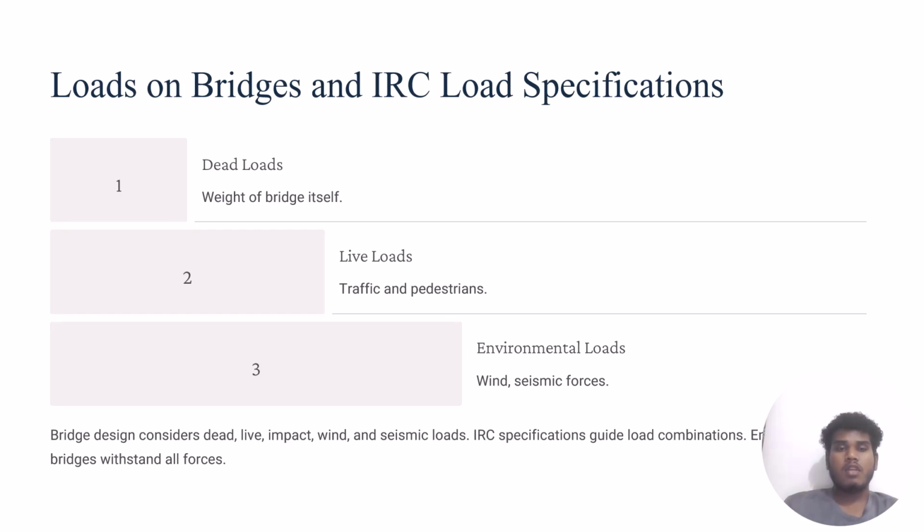Then loads on bridge and IRC load specification. So what types of load come on a bridge? First one is dead load, the self weight of the bridge. Then the next one is live load, the traffic and pedestrian load coming on the bridge. Then the third one is environmental load, meaning wind and seismic forces. So bridge design considers dead, live, impact, wind, and seismic load.